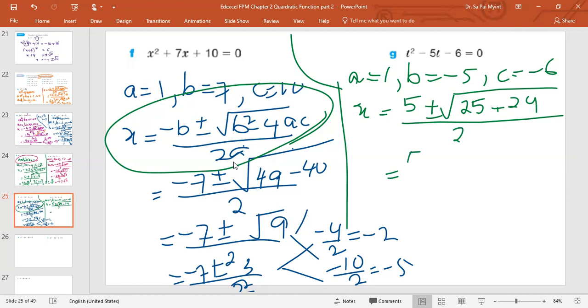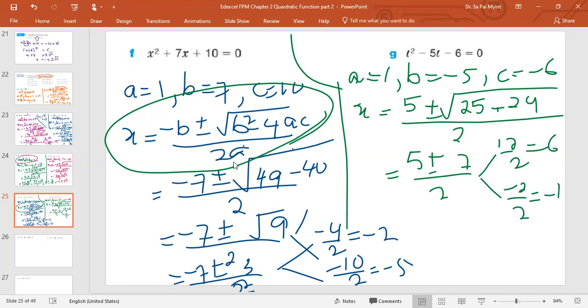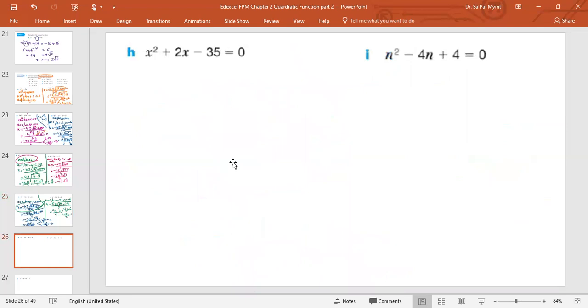Equal to 5 plus or minus square root of 25 plus 24. What do you get? 49. Square root of 49 is what? 7, divided by 2. There are two solutions. 5 plus 7 is 12, divided by 2, equal to 6. 5 minus 7 equal to minus 2, divided by 2, equal to minus 1. The answer for G is 6, minus 1.